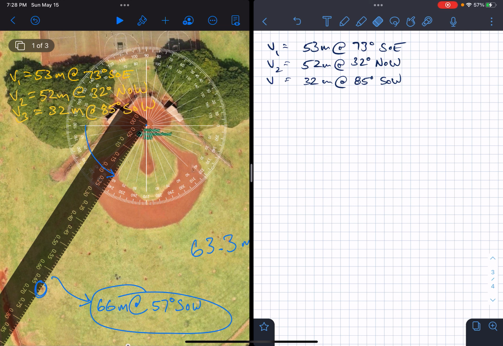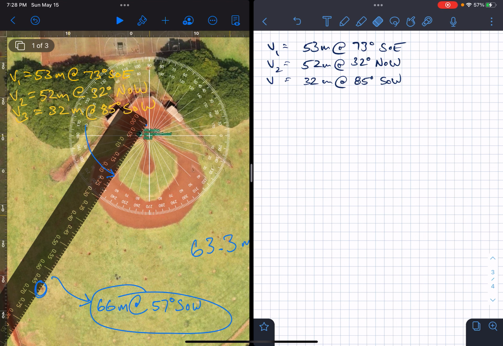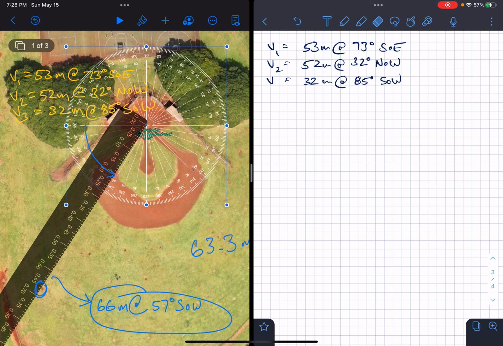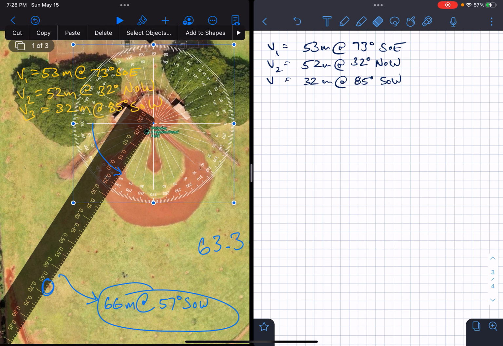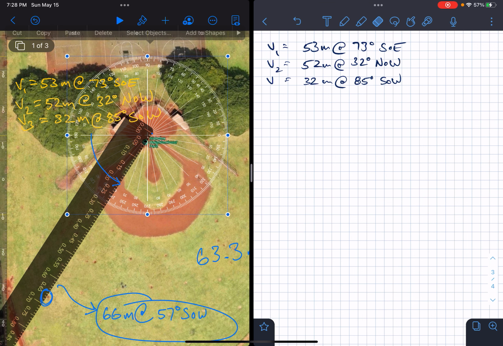This is the follow-up video to one I previously shared, where I created a protractor and a ruler that we can use in Keynote along with Apple Maps images to measure vectors along the ground. A vector is something that has a length, but also a specific direction. The ruler can be used to measure length, and the protractor can be used to measure direction.